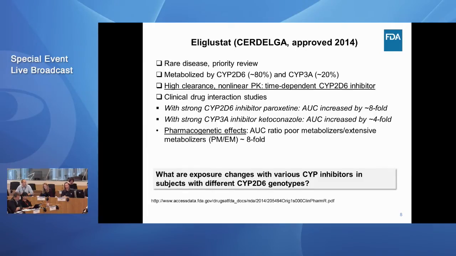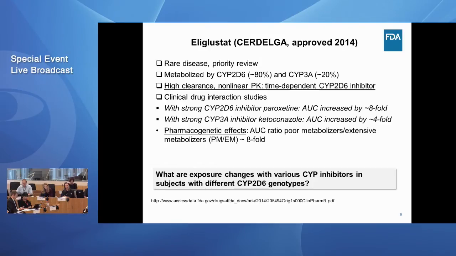One example, eliglustat, is a drug approved in 2014 for a rare disease, and it was granted a priority review in the FDA NDA review process. The drug is metabolized by CYP2D6 and 3A. Under a linear condition in vitro, CYP2D6 accounts for 80% of the metabolism, and CYP3A roughly 20%. One thing that needs to be highlighted is that the drug has a very high clearance. The hepatic clearance is close to, and the total clearance is approaching, the hepatic blood flow. It demonstrates nonlinear PK, which can be ascribed to time-dependent CYP2D6 inhibition.